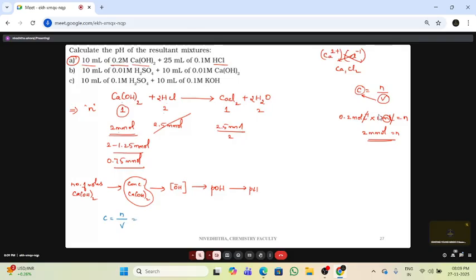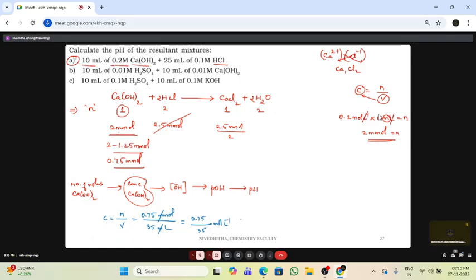And here, what is the number of moles of calcium hydroxide? It is 0.75 millimole. And what is the volume of the solution, Kana? See, they have taken 10 ml of calcium hydroxide and 25 ml of HCl. So what is the total volume of the solution? It is 10 plus 25. It is 35 milliliter. So milli will get cancelled. So what is the concentration, Kana? 0.75 divided by 35 mole per liter.